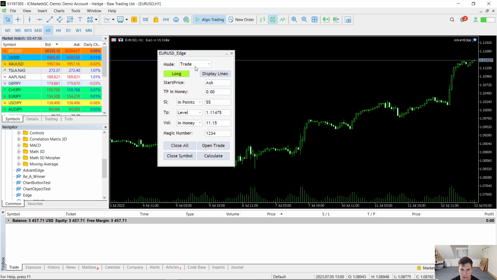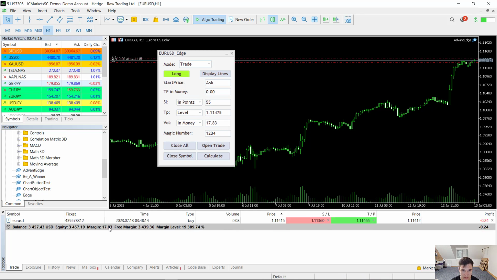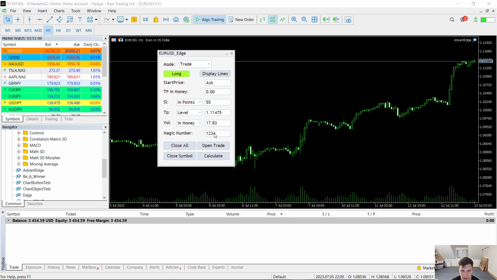Let's say I want to open a trade at the ask level. I type in the amount of money I want to use for this trade. After I hit enter, it's going to round to a valid value, and as you can see, it opens exactly like this. So the margin right now is this number right here. Now you may have noticed that there are other parameters as well. For example, the magic number.